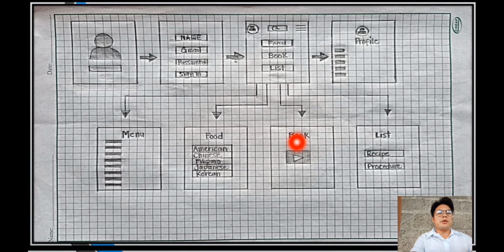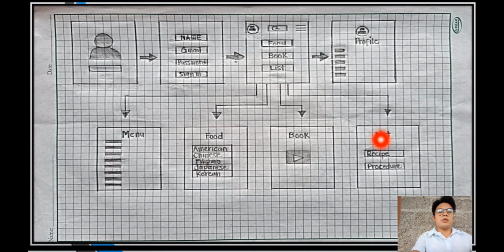Next is the book button. This book button has different cooking tutorial videos from your chosen nationality that correspond to the food and menus. Next is the list button. In the list button, we have the recipe button and procedure button to select.